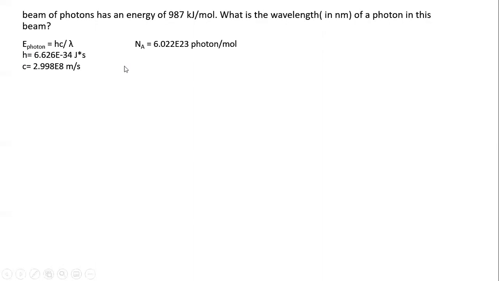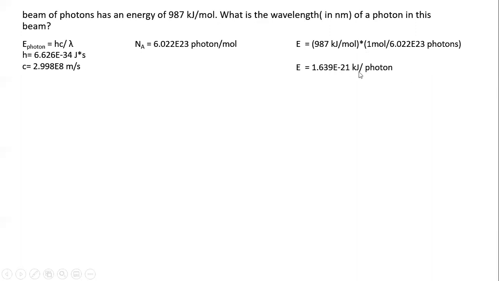And so what we have to use here is Avogadro's number, because so far what we know is the energy per mole of photons. But we want to know the energy of 1 photon, because E equals hc over lambda is the equation to calculate the energy for 1 photon. Right now we have the energy of a mole of photons. So we need to use Avogadro's number to convert from a mole of photons to 1 photon. And so what we do is we divide by Avogadro's number, and we get the energy per photon.